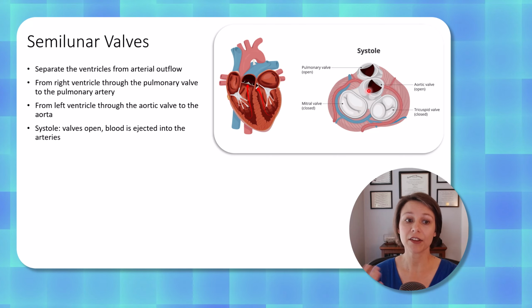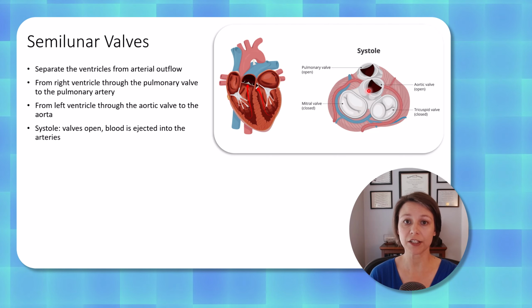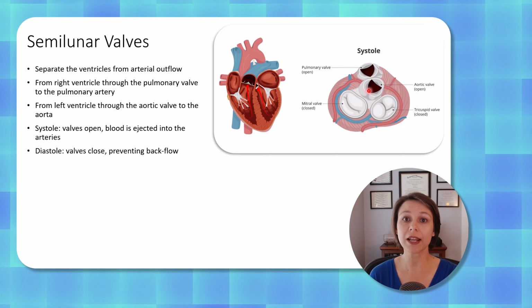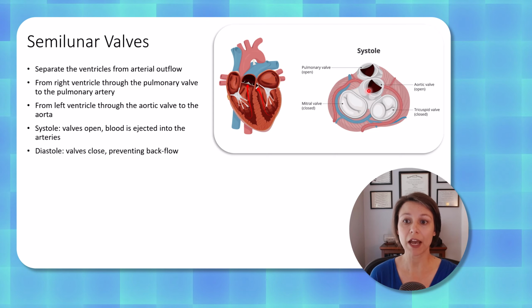During systole, the valves open, blood is ejected into the arteries. During diastole, the valves close. And again, this is to prevent backflow.